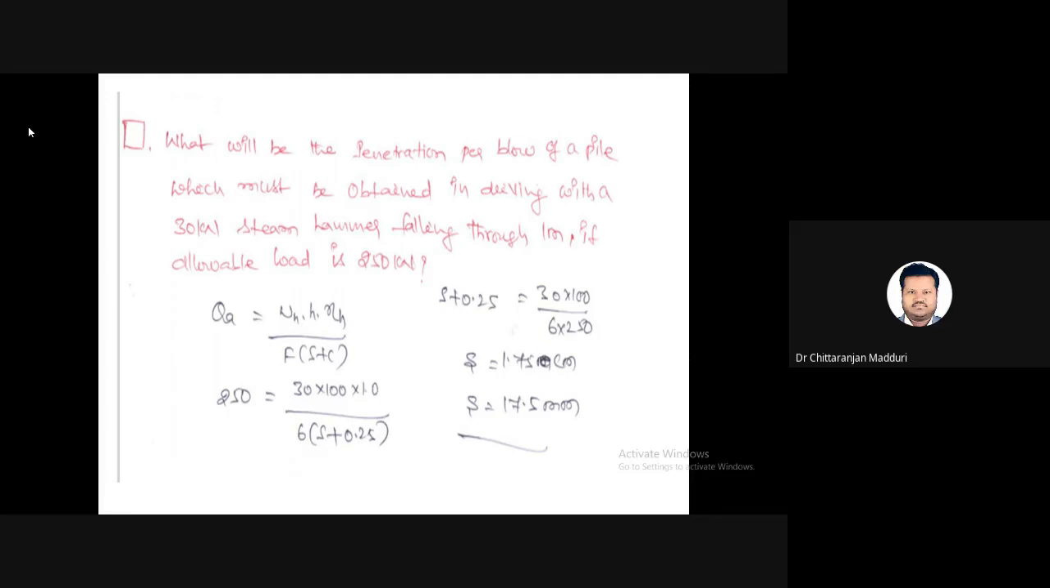So allowable load formula is there. Allowable load is given as 250, weight of hammer 30, height of fall 100 centimeters, efficiency of hammer 1.0 divided by factor of safety 6. Set value we need to find out. C value, it is a steam hammer 0.25. So by substituting in this equation, set value equal to 1.75 centimeters, 17.5 millimeters.